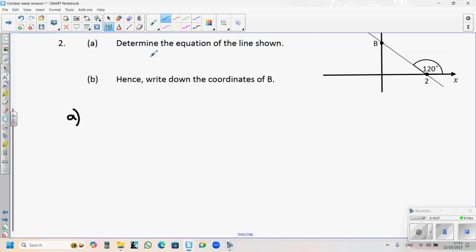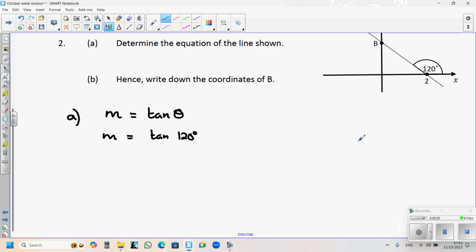For this one, determine the equation of the line shown. Okay, so we've got this line that's here and we want the equation of it. So they've given me this angle, so that's the angle it makes with the positive direction of the x-axis. So as soon as you know that, you're writing down gradient is tan theta. So we've got gradient is equal to tan 120.